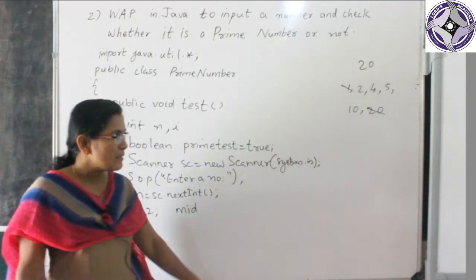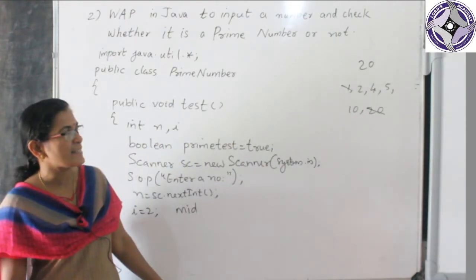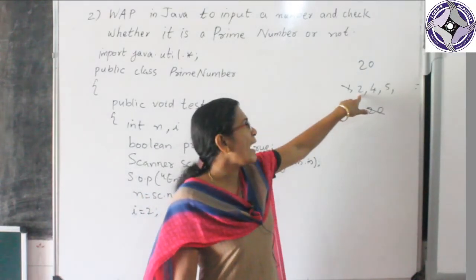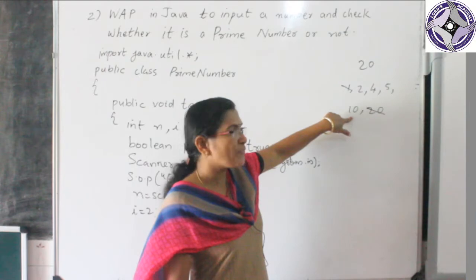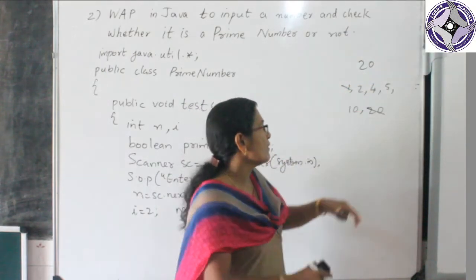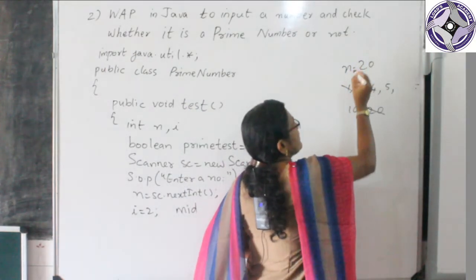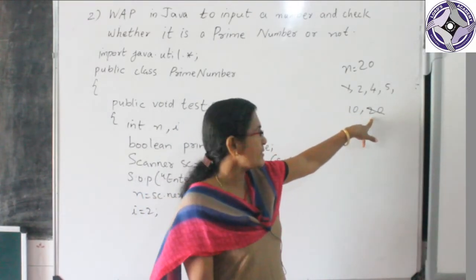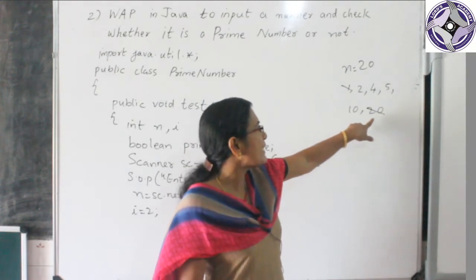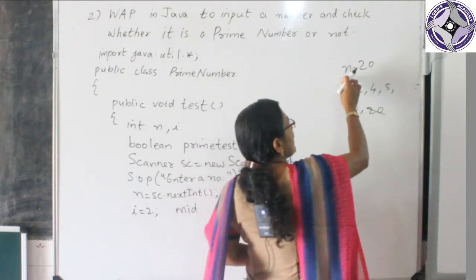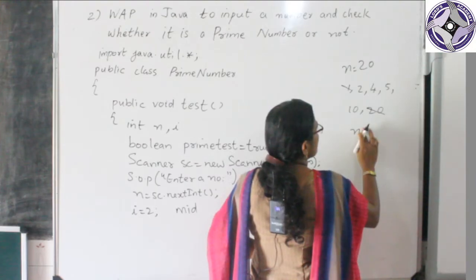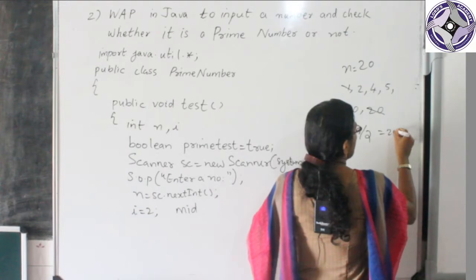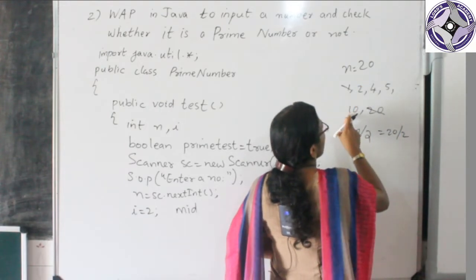Now let us closely look at those factors. Factors start from 2 and the highest factor is half of the given number. N is 20. And the highest factor obtained other than the given number is n by 2. That is 20 by 2, that is here 10.